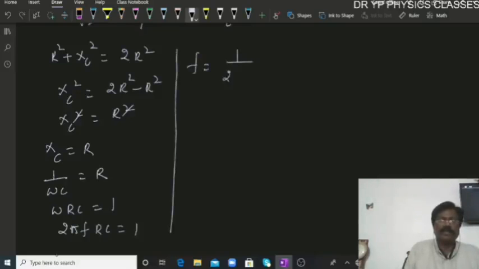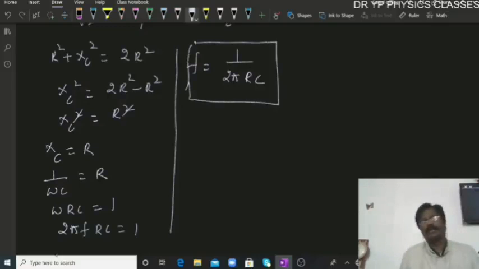At the same time, F is equal to cutoff frequency, F is equal to 1 divided by 2 pi into RC. So this is the expression for the cutoff frequency in case of high pass filter. So from this expression we came to know that the cutoff frequency for both low pass and high pass are one and the same.